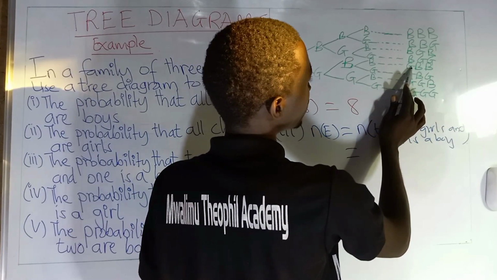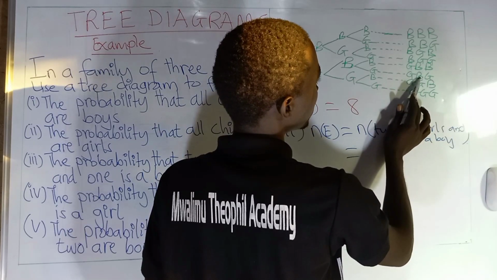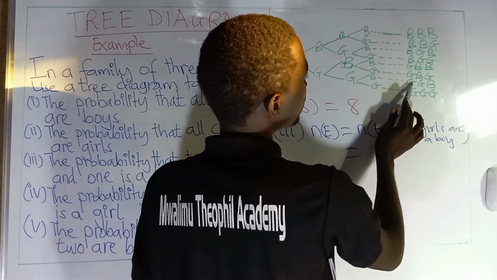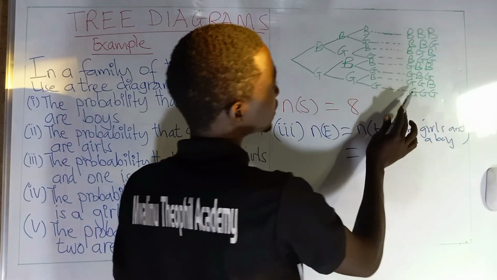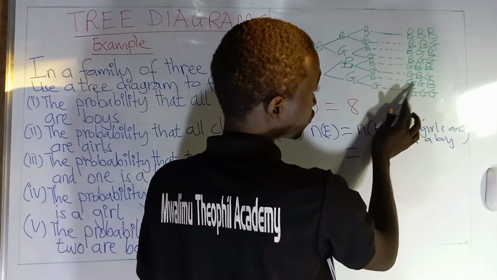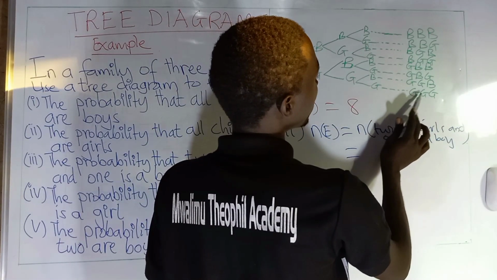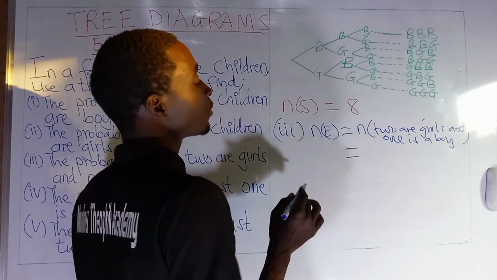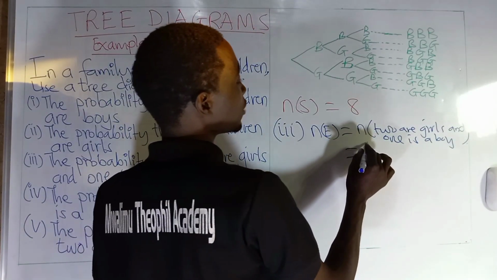A second possible way. This one, girl, boy, girl. We have two girls and one boy. Even this is the second possible outcome. Also, we have here girl, girl, boy. Even here, we have two girls, one boy. A third event. Here we have girl, girl, girl. So we have only three chances which contain two girls and one boy. So here the number of events will be equal to 3.